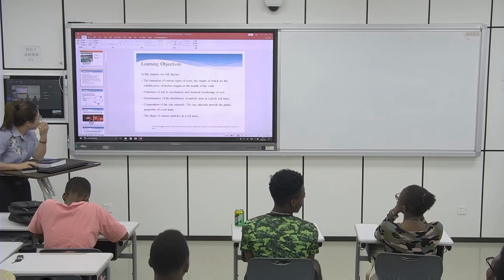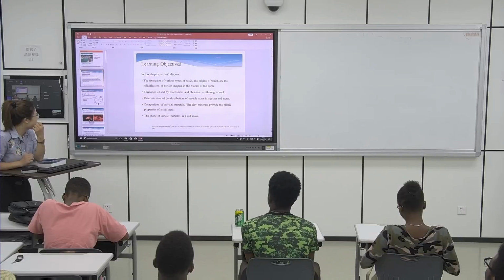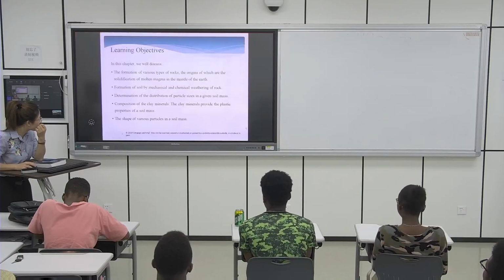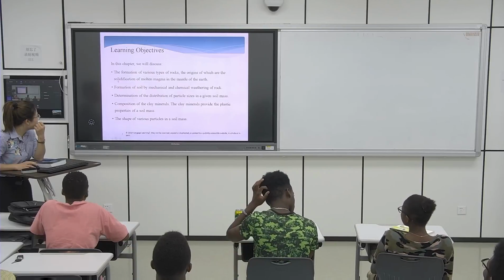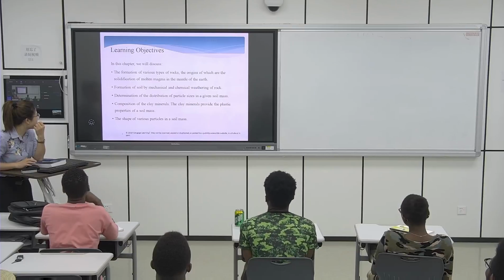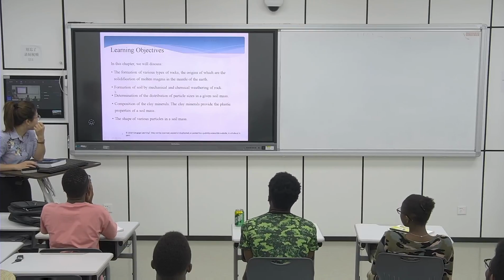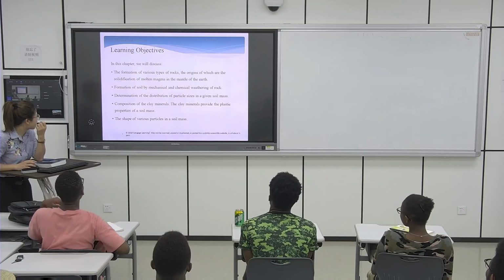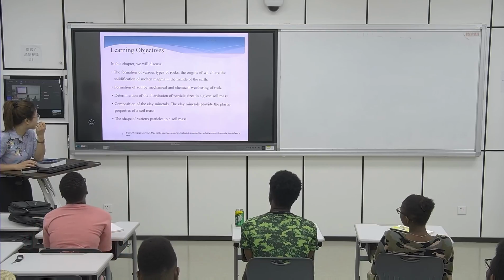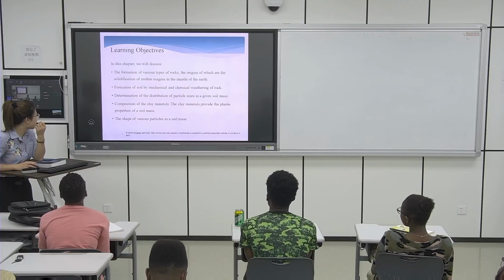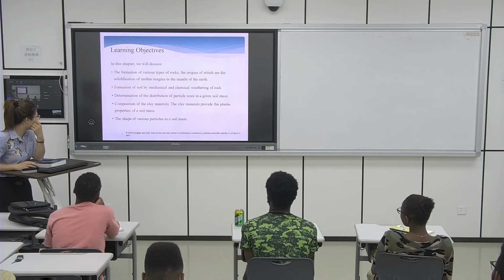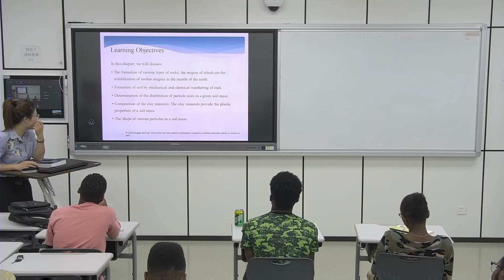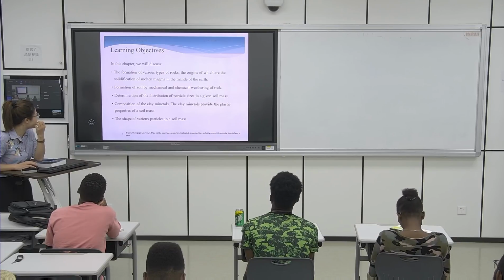So in this chapter, we will discuss first the formation of various types of rocks, the origin of which are the solidification of melting magma in the melting of the earth, formation of soil by mechanical and chemical weathering of rock, and then determining of the distribution of particle size in a given soil mass, composition of clay minerals, and the clay mineral provides the plastic property of soil mass and the shape of various particles in a soil mass.